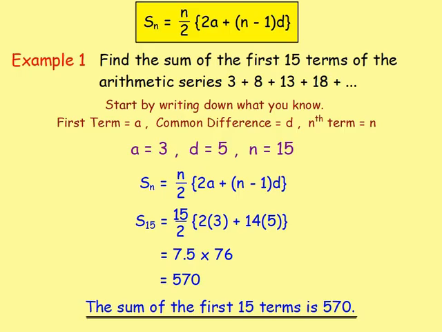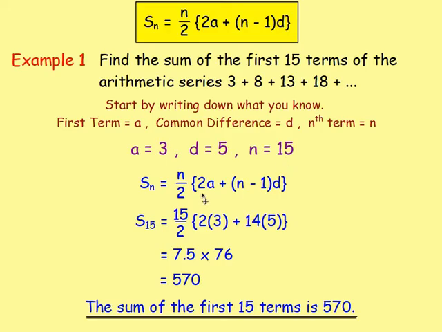So example 1 here, find the sum of the first 15 terms of this arithmetic sequence. Again, similar to the last set of examples, the last lesson, write down what you know. So if you know a, write it down. We know a here is 3, it's the first term. We know there's a common difference of 5. We're adding on 5 each time, which makes it an arithmetic sequence. And n, well, how do we know n? Well, read the question. Find the sum of the first 15 terms. So if it's 15 terms, we know n is equal to 15.